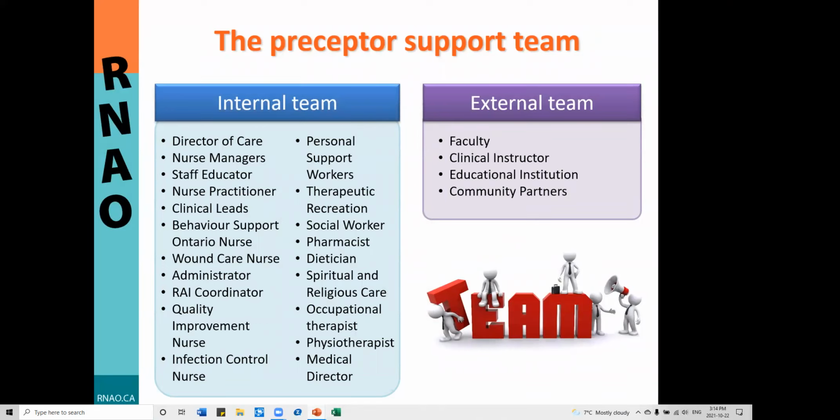Preceptoring and creating a positive learning environment isn't an individual responsibility. It takes the support of a team to provide a comprehensive learning experience. Once you are aware that a student will be conducting their clinical placement in your long term care home, I would encourage you to inform the team that a new student will be arriving and to seek opportunities amongst the team to provide a variety of learning experiences, both within the nursing department as well as with interdisciplinary team members. Match these opportunities with the student's learning objectives.